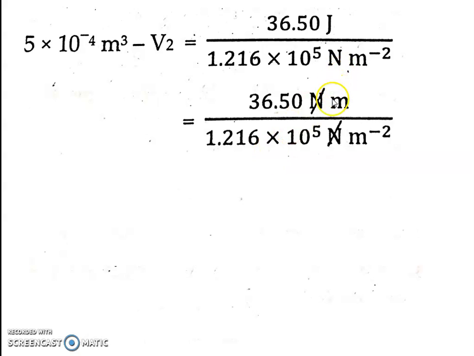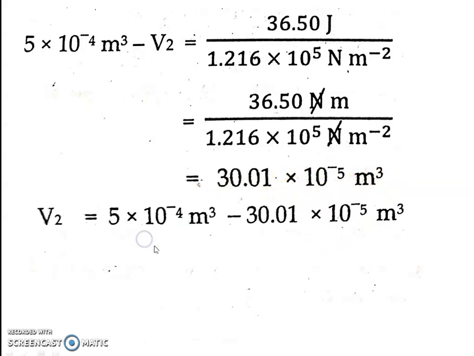So just we cancel the units, and then we get 30.01 into 10 raised to minus 5 cubic meter. Again by rearranging terms, this V2 is equal to 5 into 10 raised to minus 4 minus 30.01 into 10 raised to minus 5 cubic meter.